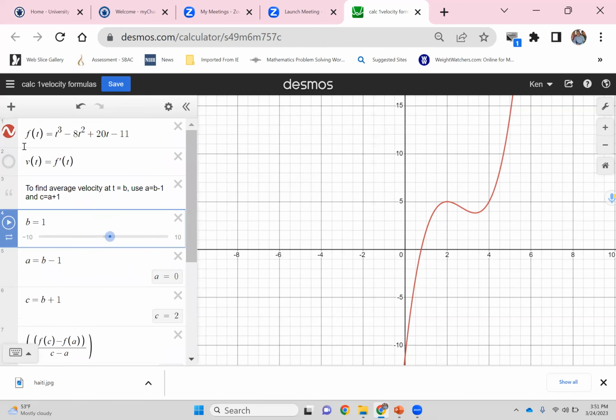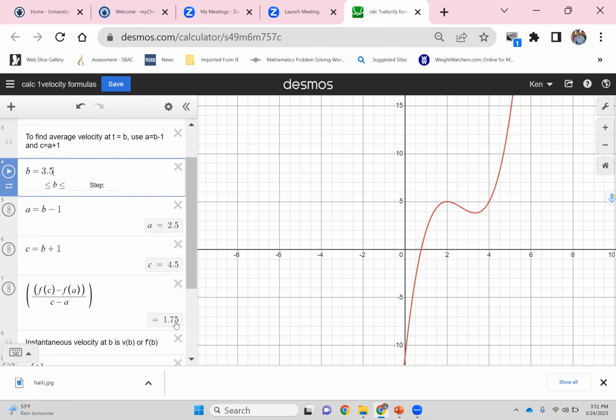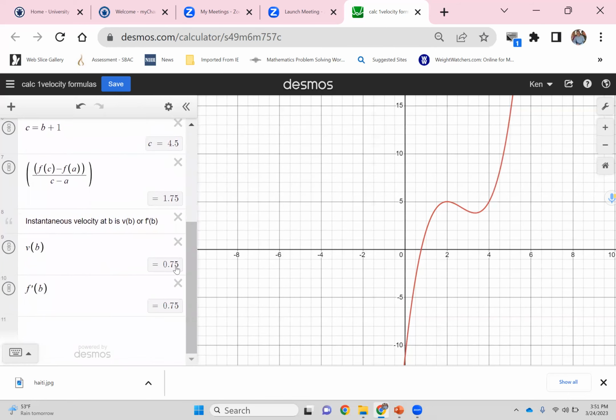So let's try the average velocity now at, let's say 3.5, because it looks to be almost 0 there. I like that one. Let's try 3.5. So it does F of 4.5 minus F of 2.5 over 4.5 minus 2.5, and it gives the average velocity to be 1.75. But what's the instantaneous velocity? 0.75. So that was much closer to 0.